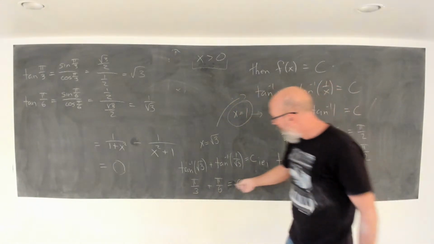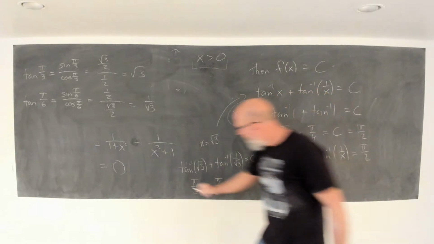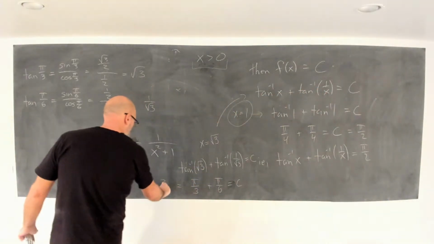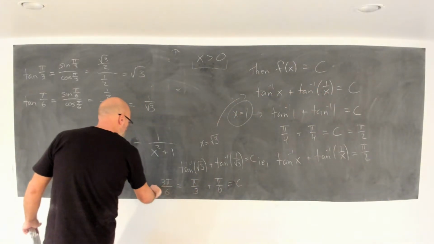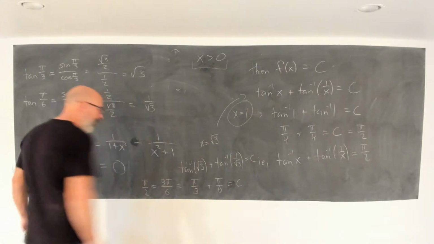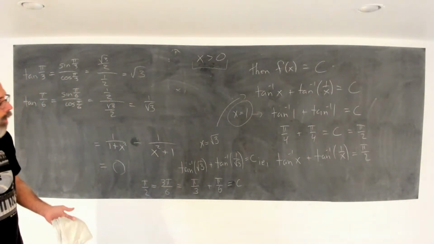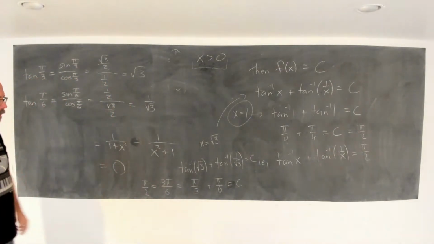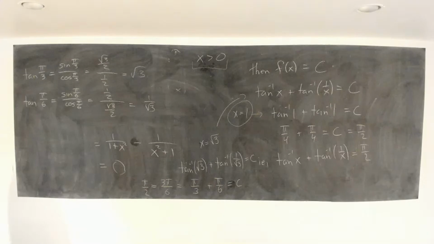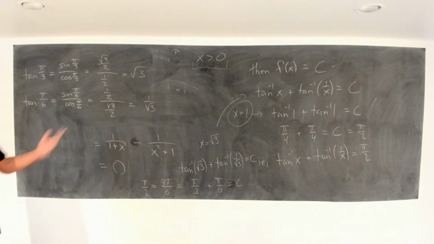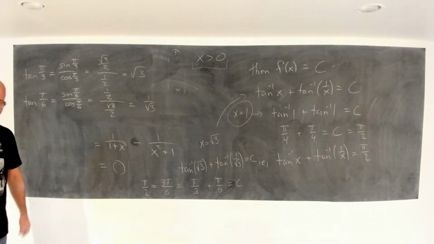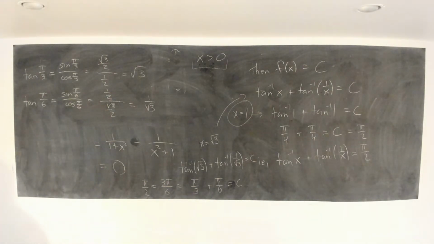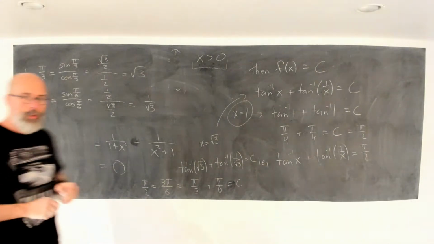So your C has to be the sum of these two, which is 3 pi over 6, which is pi over 2. So it doesn't have to be 1. Root 3 works as well. And 1 over root 3 would have worked as well. And so on and so on.